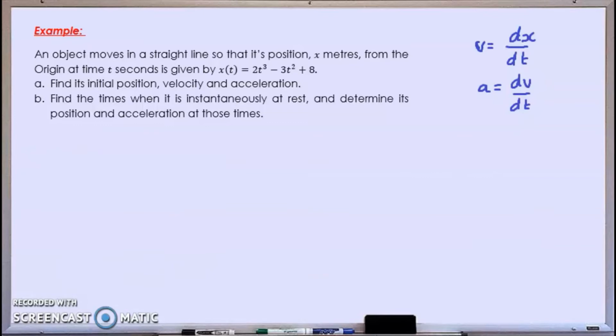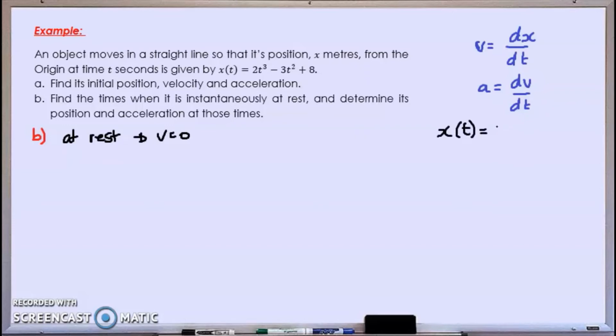The second part of the question asks us to find when the object is instantaneously at rest and determine its position and acceleration at those times. Now, it would have been handy had I not rubbed everything out, but let's do this quickly anyway. Instantaneously at rest, that means the velocity equals 0. So now let's quickly work out the equations for velocity and acceleration.